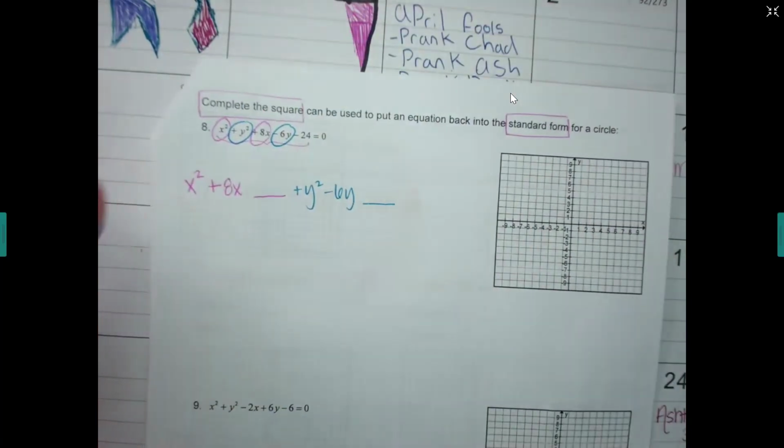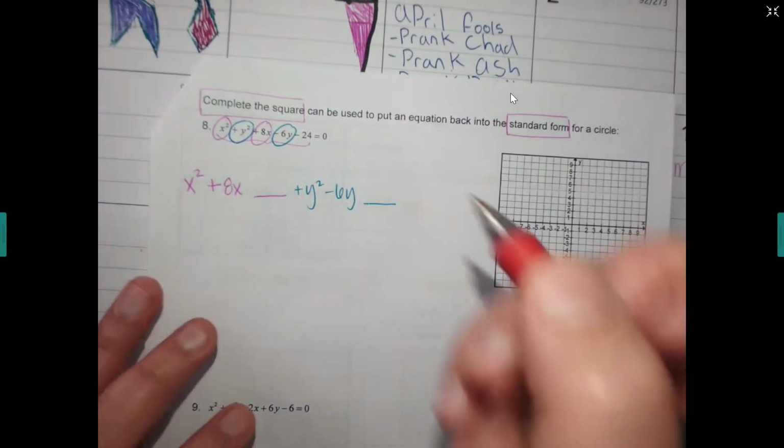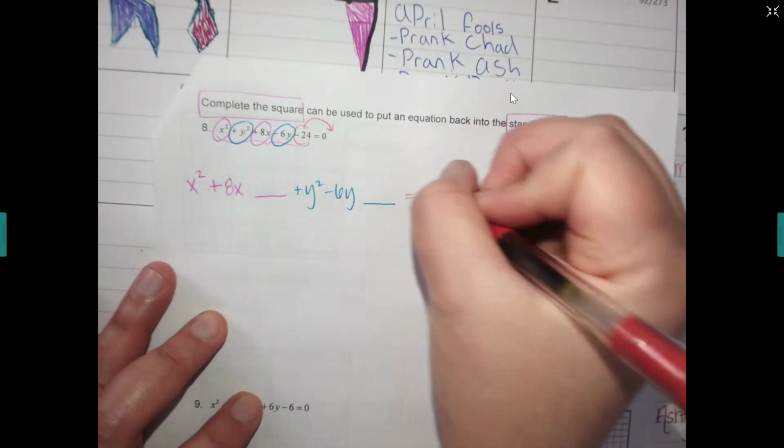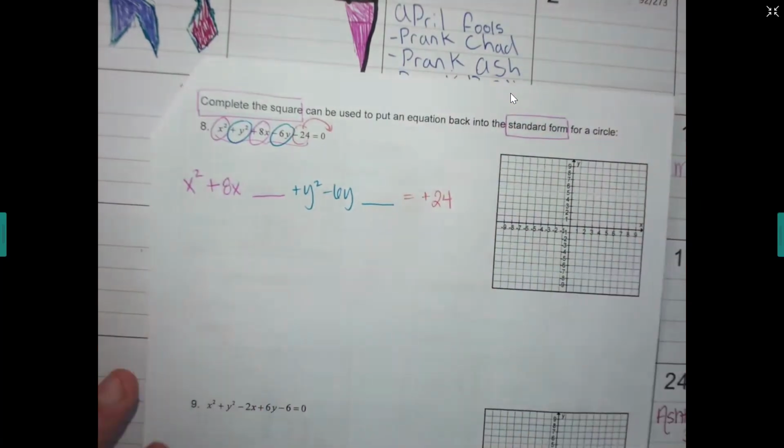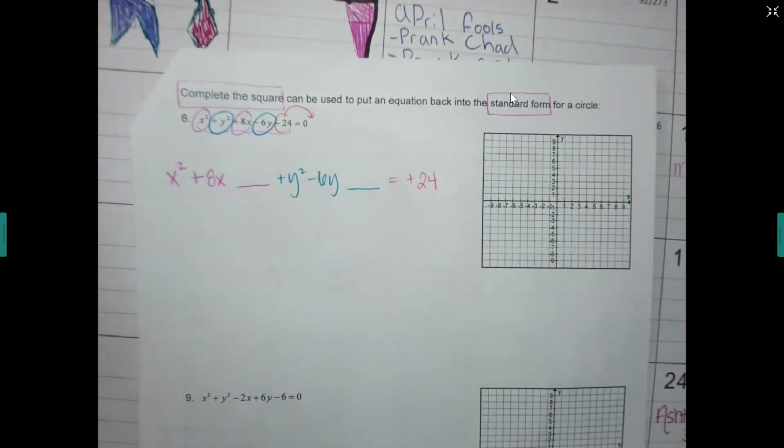And then if you have a number by itself, technically it doesn't count as an x or a y, you're just going to move it across to the other side. So the number that I'm talking about for that would be this minus 24. I'm just going to add it across to the other side. Now it's a positive 24. Okay. Now we're ready to complete the square.